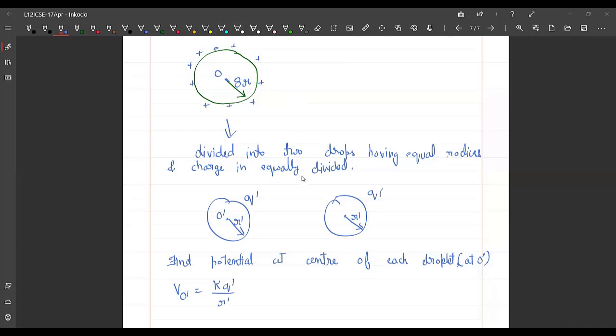First thing is here, the charge will be divided. So the new charge will be half of the original charge. So 2 microcoulomb will be divided equally. So charge will be 1 microcoulomb on each of them. And the volume is also divided to the new volume.